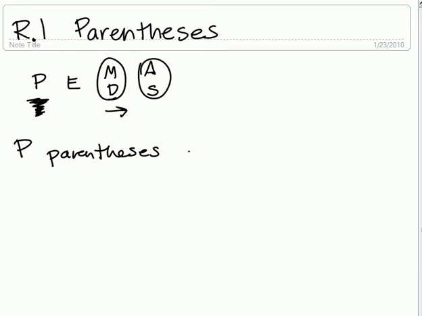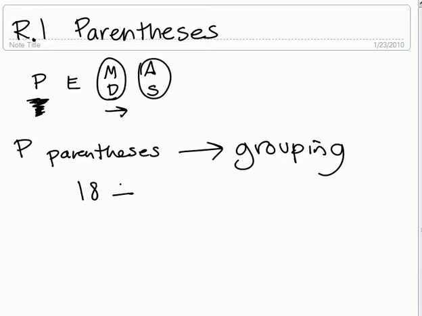Those parentheses refer to grouping. Let me give you an example of the kind of parentheses that function as grouping. For example, if you have 18 divided by (4 plus 5), you'll notice it's not just 4 plus 5, but that 4 plus 5 is inside the parentheses. This is an example of grouping. It says, okay, inside those parentheses, do that first. You're grouping that 4 and that 5 and adding them together.